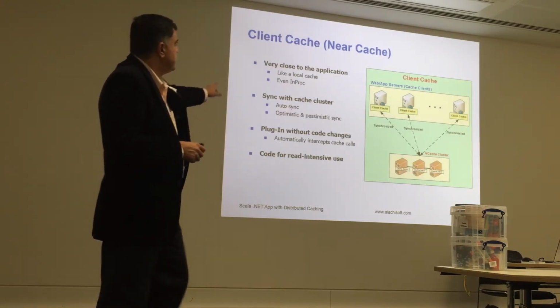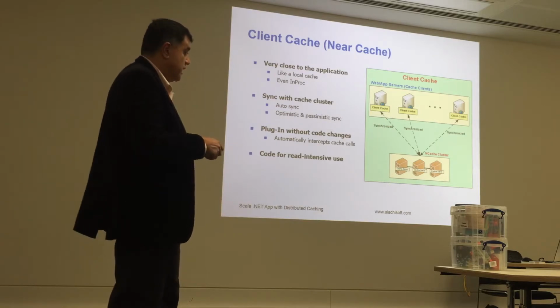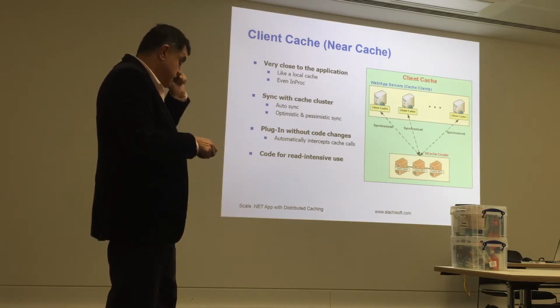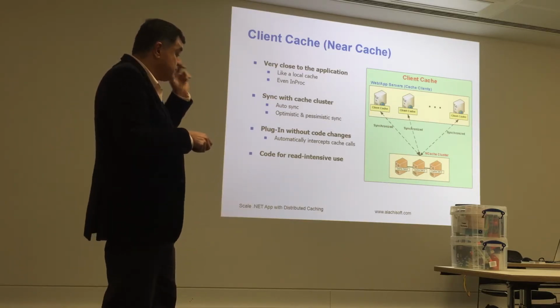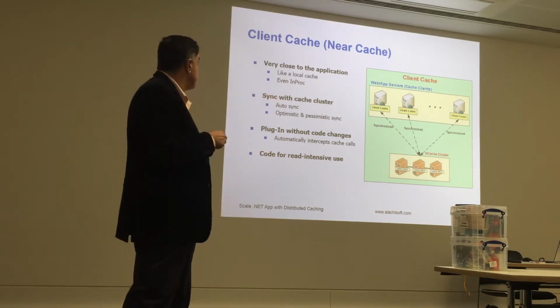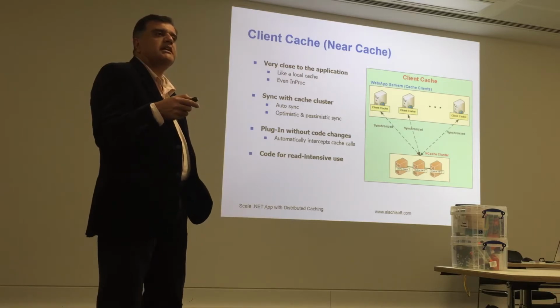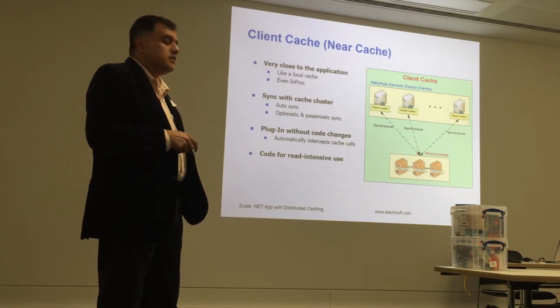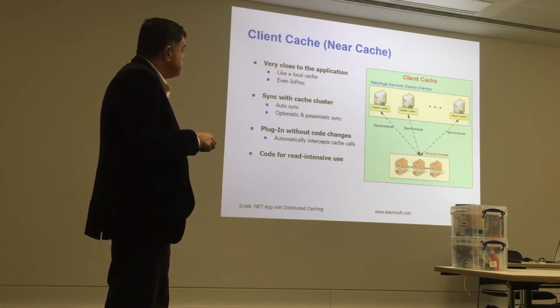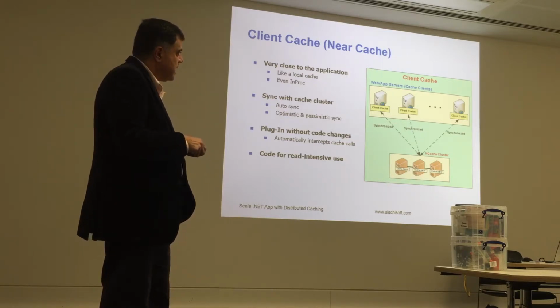Finally, there's a concept of a client cache, which works with any of those 4 topologies that I mentioned. This is a cache on top of a cache. So this is like a local cache. This could be in proc, right here. So this is like your ASP.NET cache. It's the equivalent of that. The only difference is it's synchronous. It's kept synchronized with this cache.